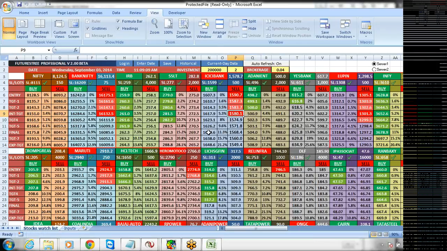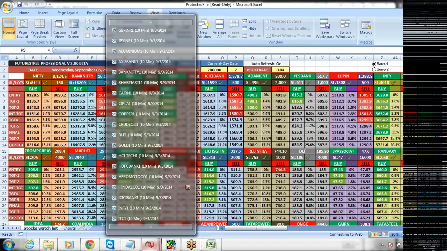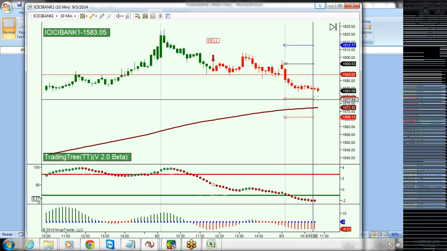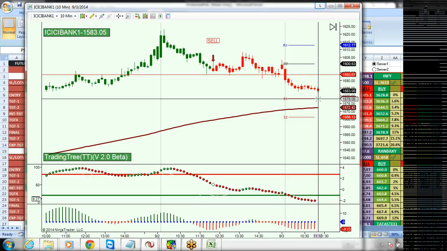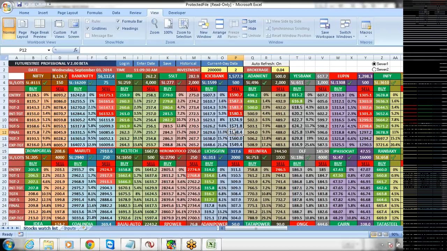Now what I will do is wait. I know that there is still downside for ICICI Bank. It can make its S1 level at least. So I will wait till here. The price is nothing but 1578. So I can try till the final target. I can wait till the final target.